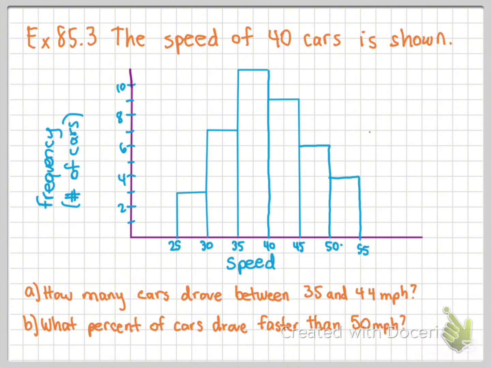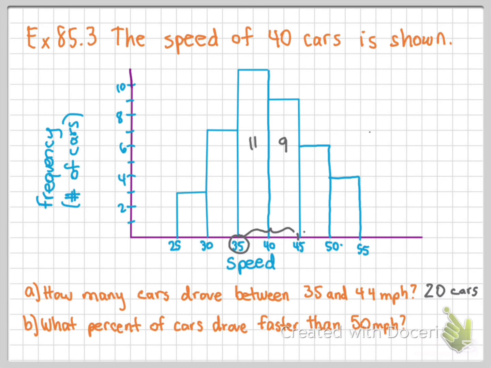So let's look at the first question. It says, how many cars drove between 35 and 44 miles per hour? So 35 is here, and 44 is just before 45. So it's both of these 2 bars. Now for the first one, we have 11 cars that drove in that range of speeds, and for the other one is 9. So 11 plus 9 is 20 cars. Notice that they cannot ask for 45 miles per hour because that would be in the other one. That would be in the next bar.